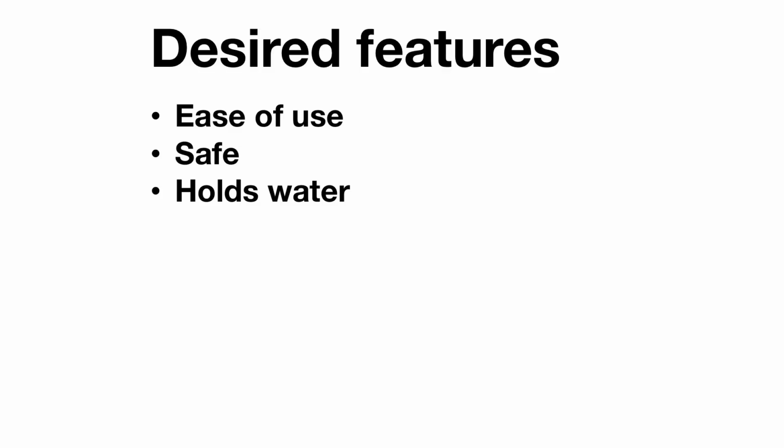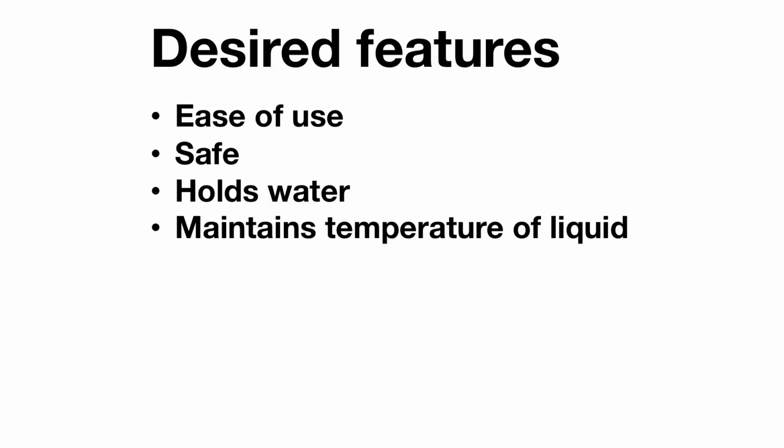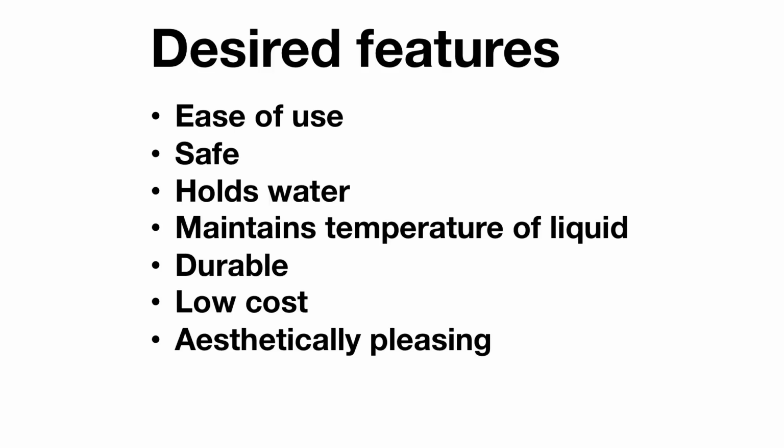After interviewing some users and clients, we have a partial list of desired features they'd like to see in their new water bottle. First, some expressed that they'd like it to be easy to use. Next, most of them desire that the water bottle be safe. They want it to hold water, maintain the temperature of the liquid. They'd like it to be durable, low cost, aesthetically pleasing. Several users said they'd like it to be made of plastic. And finally, one user asked that it be blue.